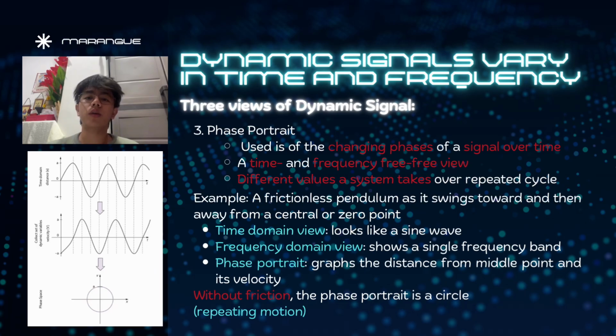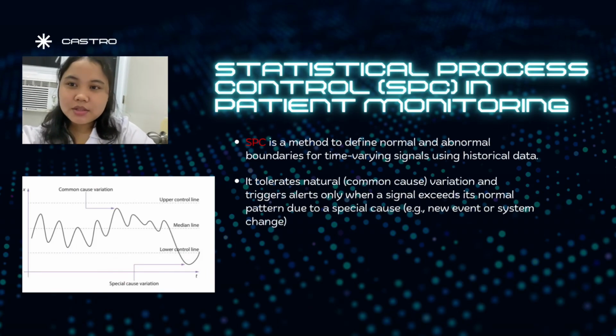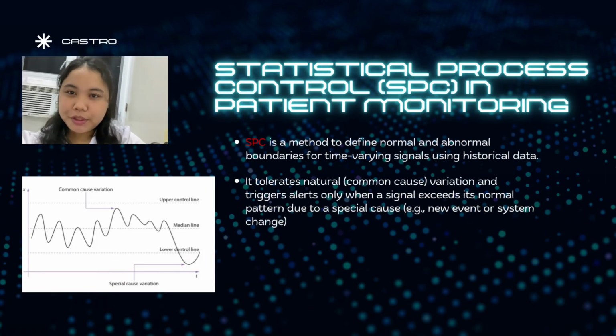But in the phase portrait, we graph its distance from the center and its velocity. So without friction, the phase portrait is a circle representing its continuous motion. Now if we add friction, the pendulum slows down and comes to rest. In the phase portrait, the circle becomes a spiral, moving towards an attractor, which is the center point where the motion stops.